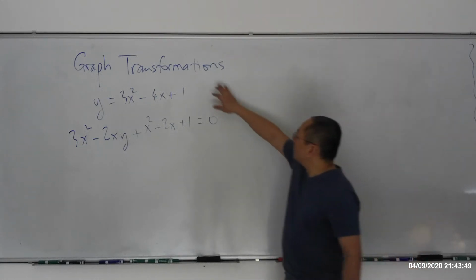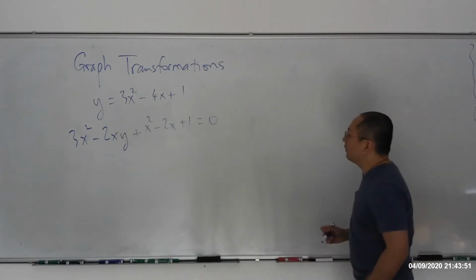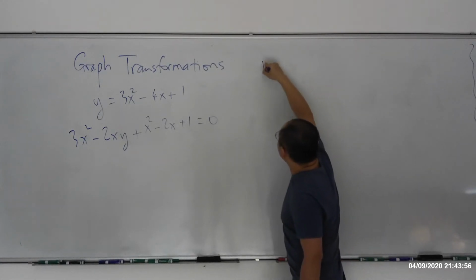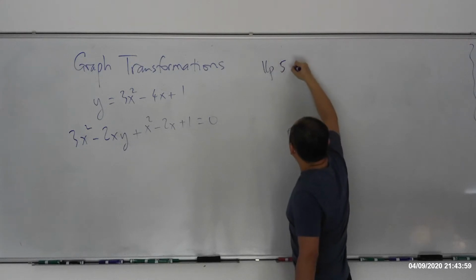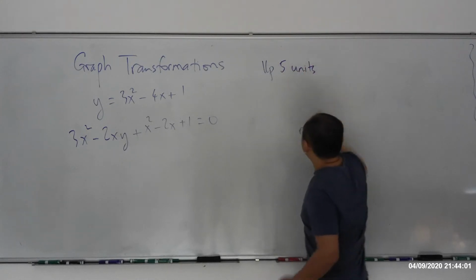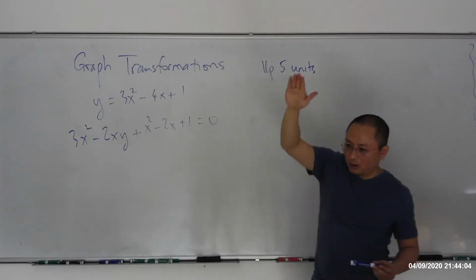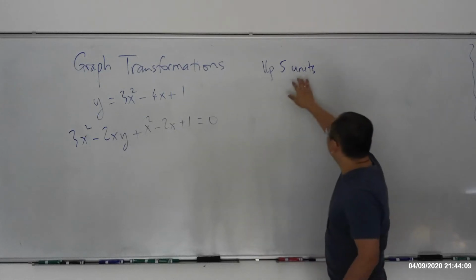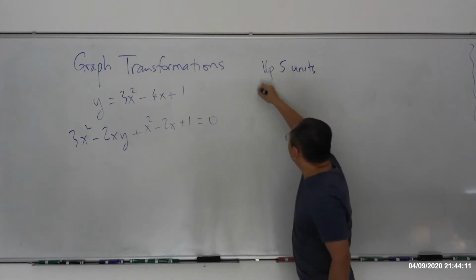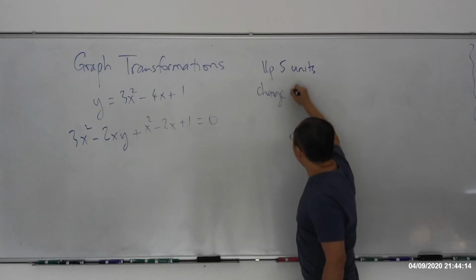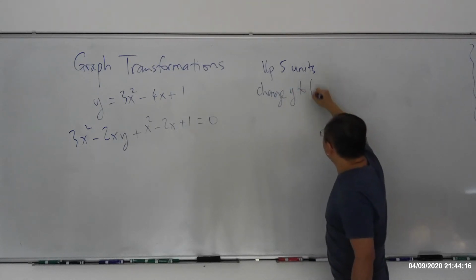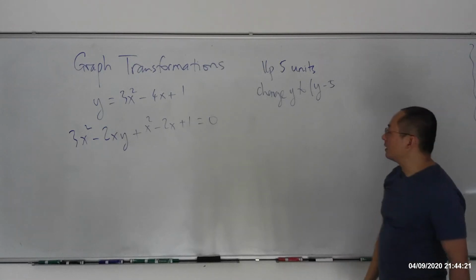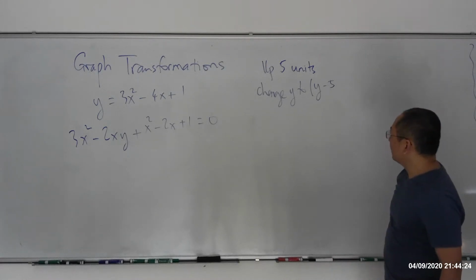So let's start with this one. First of all, we'll talk about move up or down. Say go up 5 units. Whenever you want to move something up and down, you are changing the y value. So if you want to move up 5 units, what you need to do is you need to change y to y minus 5. That's everything going to move up 5 units.